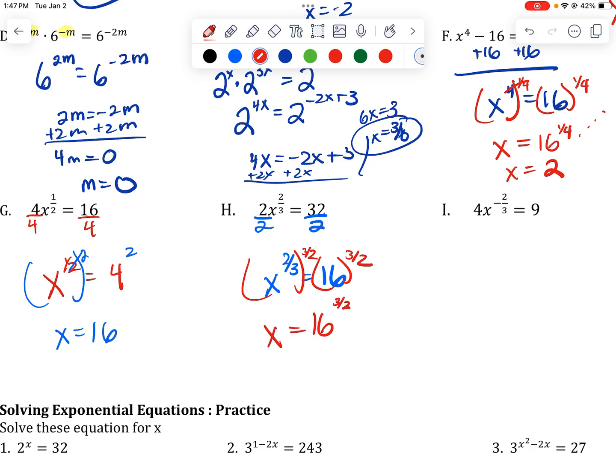And we could evaluate this without a calculator. We could separate it to the 1/2, cubed. Well, 16 to the 1/2 is the same as the square root, so that's 4 cubed, which is 64.